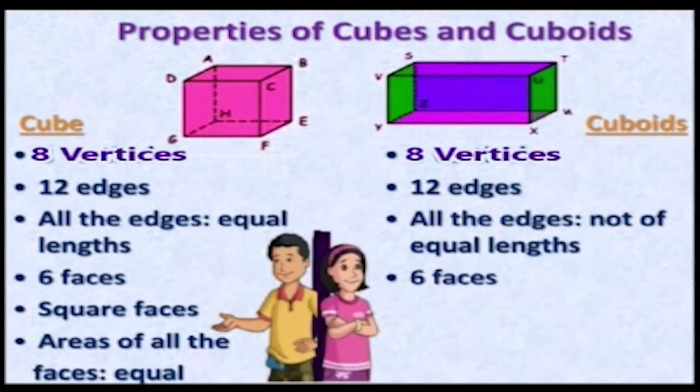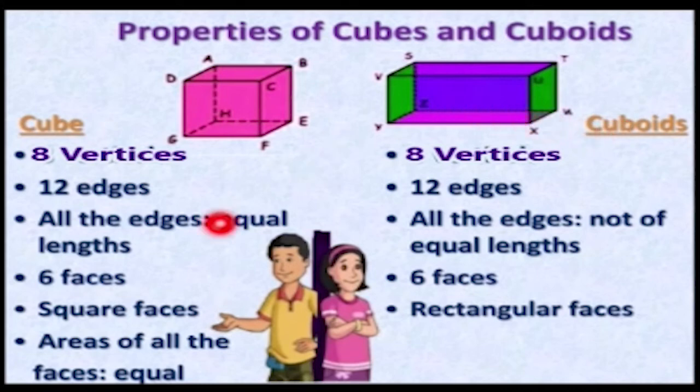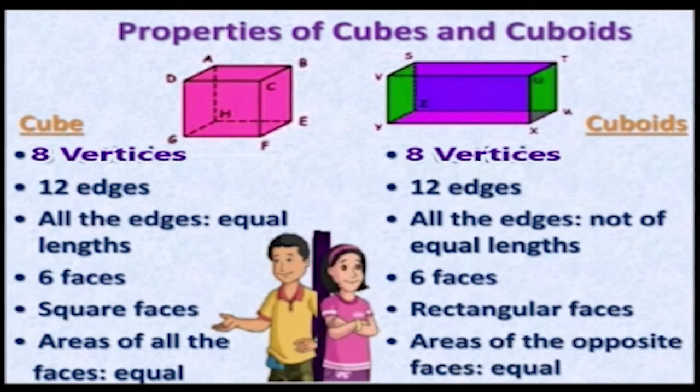6 faces. Here there are 6 faces: 1, 2, 3, 4, 5, and the back side is 6. They are rectangular faces, right? Here we can see that in a cube all are square faces, but here all are rectangular faces. Then the areas of opposite faces are equal. This side and the opposite side are equal, right?